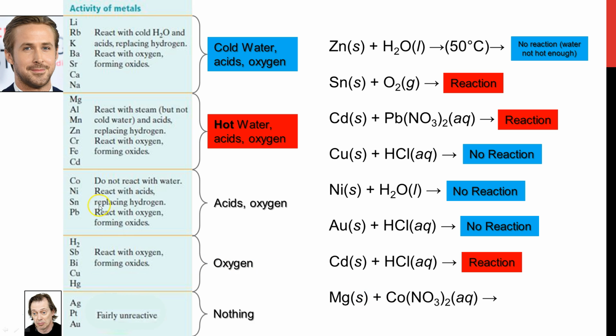Let's check the table. Here's magnesium right up here. Let's check cobalt. Cobalt is down there. Magnesium, way hotter than cobalt, way more attractive. Magnesium may have arrived by itself, but it ain't gonna leave by itself. We got ourselves a reaction.